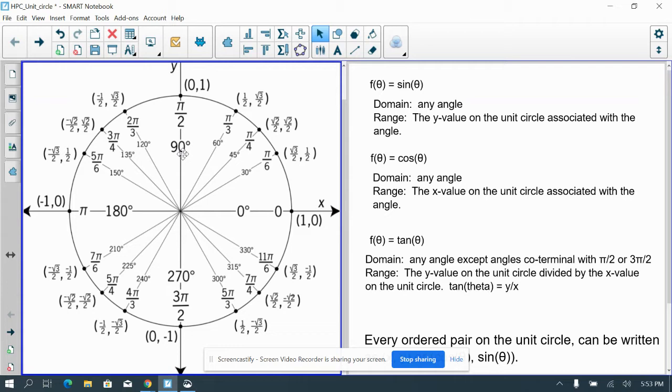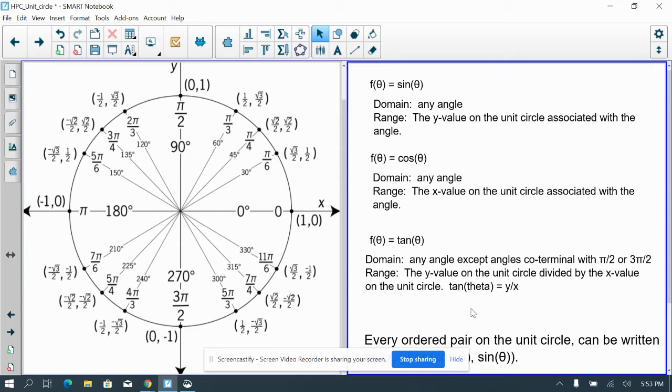Why can't tangent receive that? Because tangent will produce the y value divided by the x value. And if you try to take the tangent of pi over 2, you would have to take the y value divided by x. The y value is 1, the x value is 0, and 1 divided by 0 is undefined. So that's why this function is undefined at pi over 2. It's also undefined at 3 pi over 2. So those are the 3 main ones: sine, cosine, and tangent.